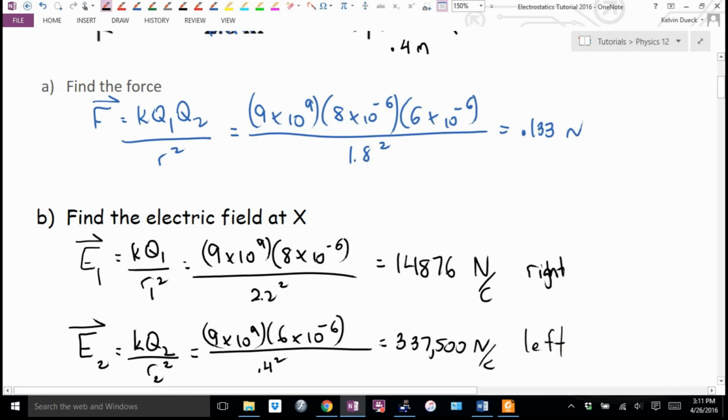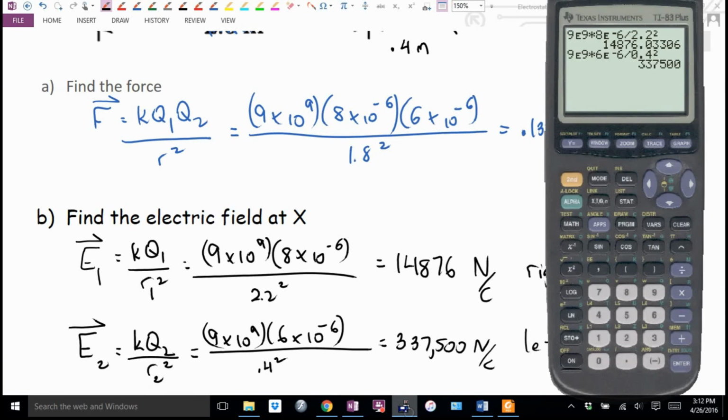If they were in the same direction, I'd go winner plus winner. These are not. I'll go winner minus loser. It's going to be this number minus 14,876. The net electric field is 322,000. Direction left.